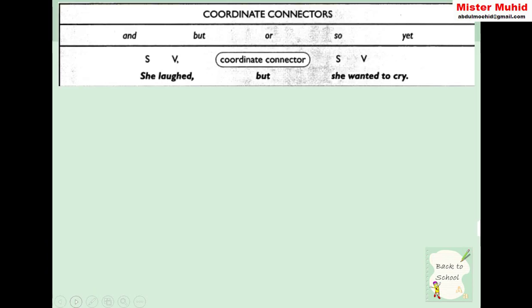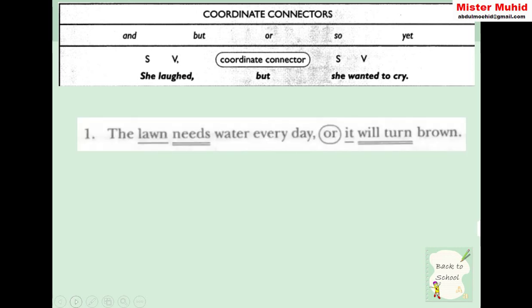and I give you a formula. So in your book, if you use coordinating connectors like but, and, so, or, yet, the first you can use subject verb, comma, and then you use the connector, and then subject verb after that. Okay, I give another sample.